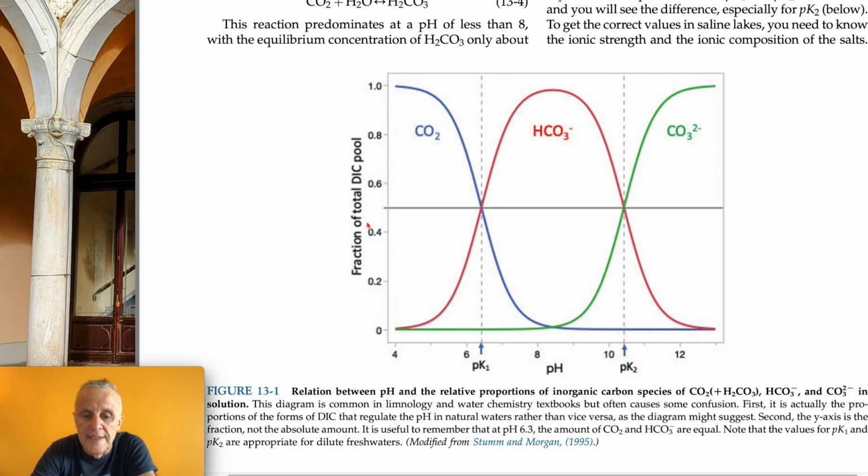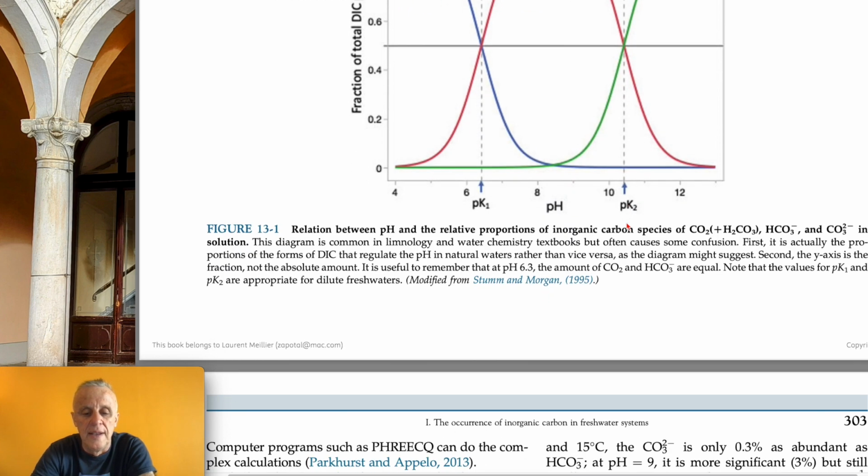So the y-axis is the fraction of total DIC, the dissolved inorganic carbon pool, and the x-axis is pH. You have three species here: CO2, bicarbonate, and carbonate. At pH 6.3, CO2 is equal to the concentration of bicarbonate, and that fraction is 0.5. Then at pH 10, or a little bit more than 10, bicarbonate is equal to carbonate. So just what we saw in the text.